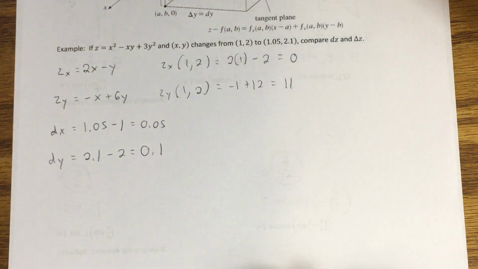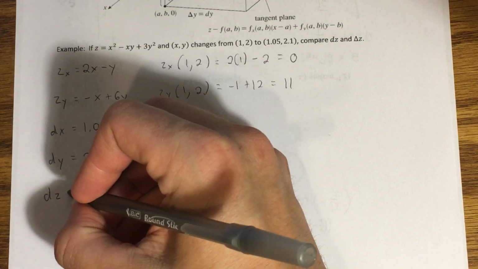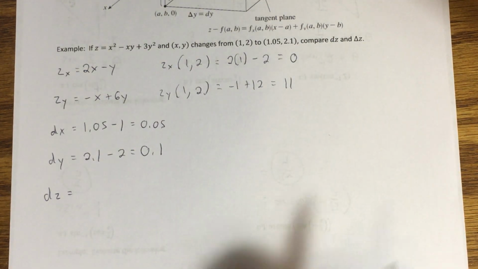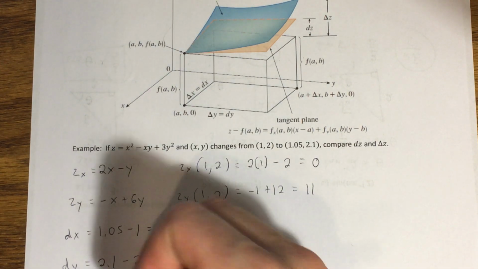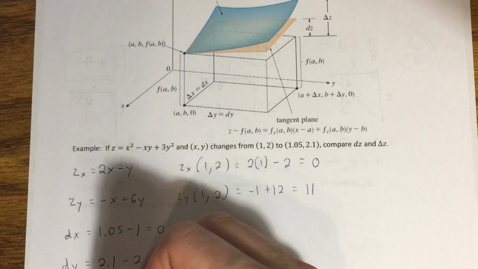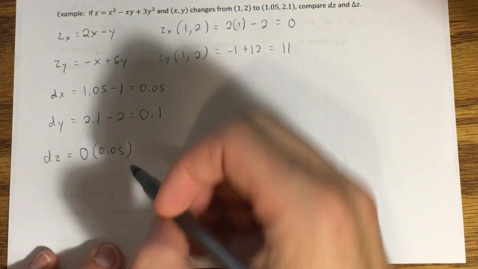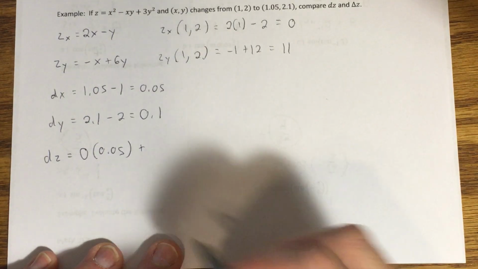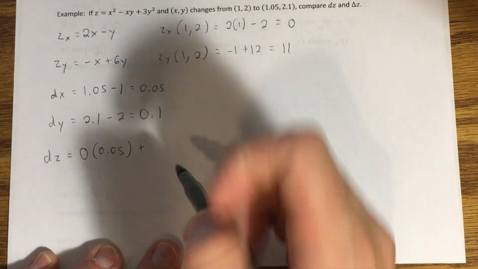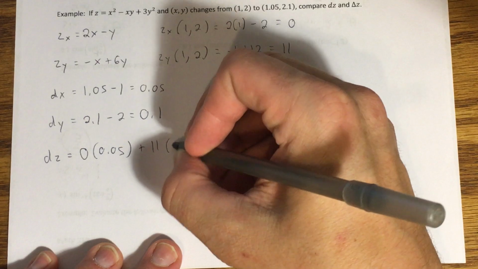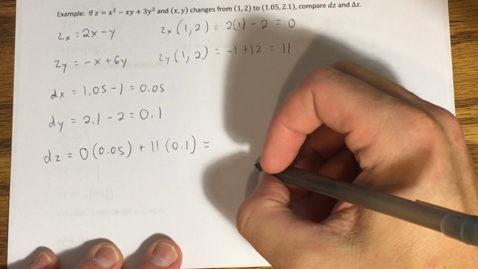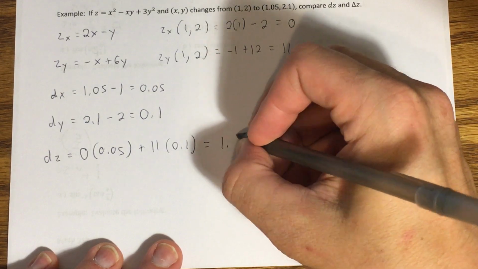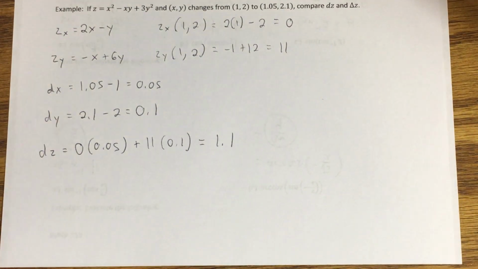Okay? So what is dz then? dz is equal to zx, which is 0, times dx, 0.05, so that doesn't contribute anything because of the 0, plus what I got for zy, which was 11, times 0.1, my dy. And this is just equal to 1.1 after simplifying everything.